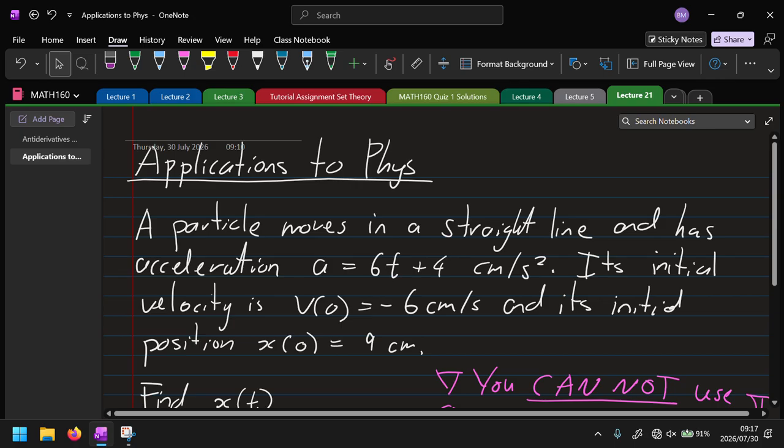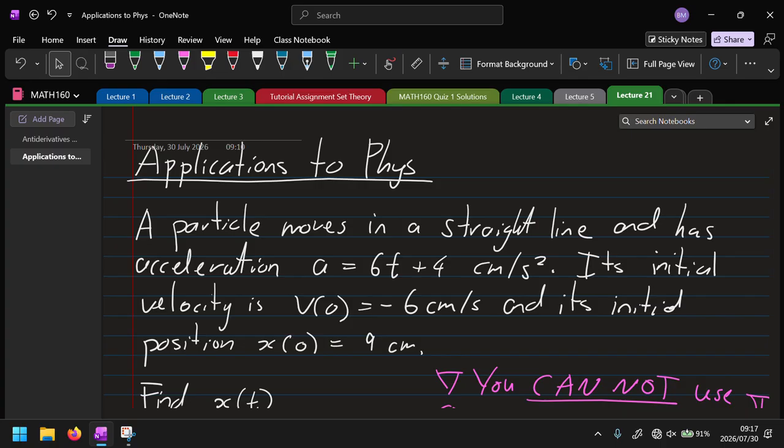We're going to use these initial conditions. So when t is 0, we know that the velocity must be minus 6. That will allow us to solve for the plus c from the first time. And then once we do it the second time, we'll have a plus d. But at t equals 0, it's 9. We can then solve for d. So if we have to do the antiderivative twice, we need two initial conditions because there are two variables.